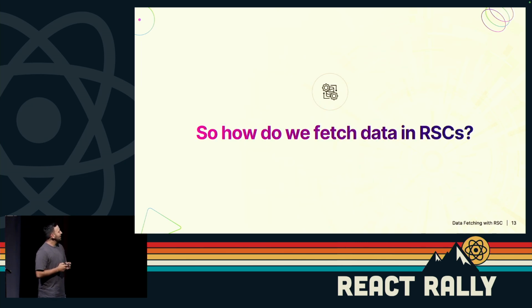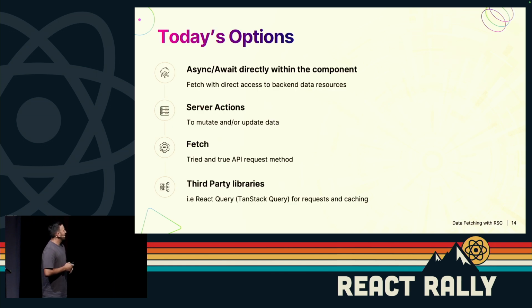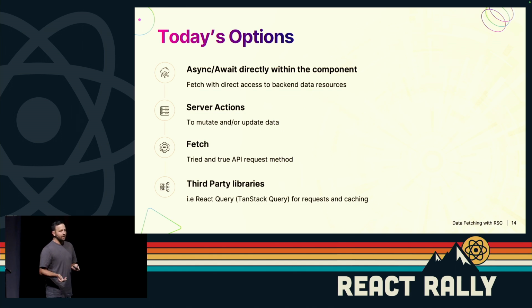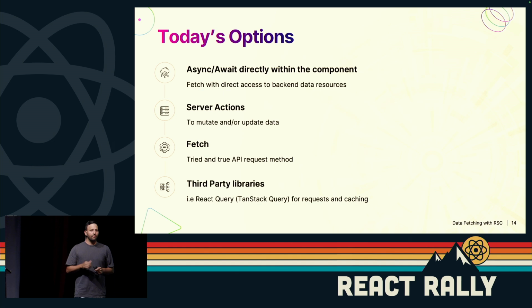All right, so let's get to the meat of it. How do we fetch data in React Server Components? I've narrowed it down to about 4 different ways that we can do this inside of our server components. We can use async await and fetch server resources directly from within our components. We can create a server action. We can use the tried and true web fetch API method. And then there are third-party libraries that have support. We're going to talk about TanStack Query or React Query in this one.